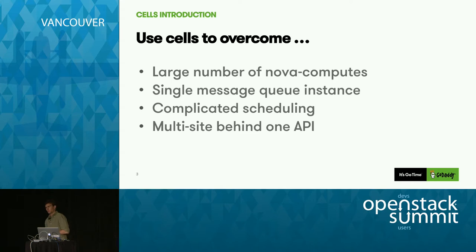There are also a couple of use cases around very complicated scheduling or doing multiple geographic sites behind a single API. If you look at what CERN and Nectar have done with Cells, that's where their use case sits: they've got different sites that are geographically dispersed, and they need a way to separate those and schedule to them independently.